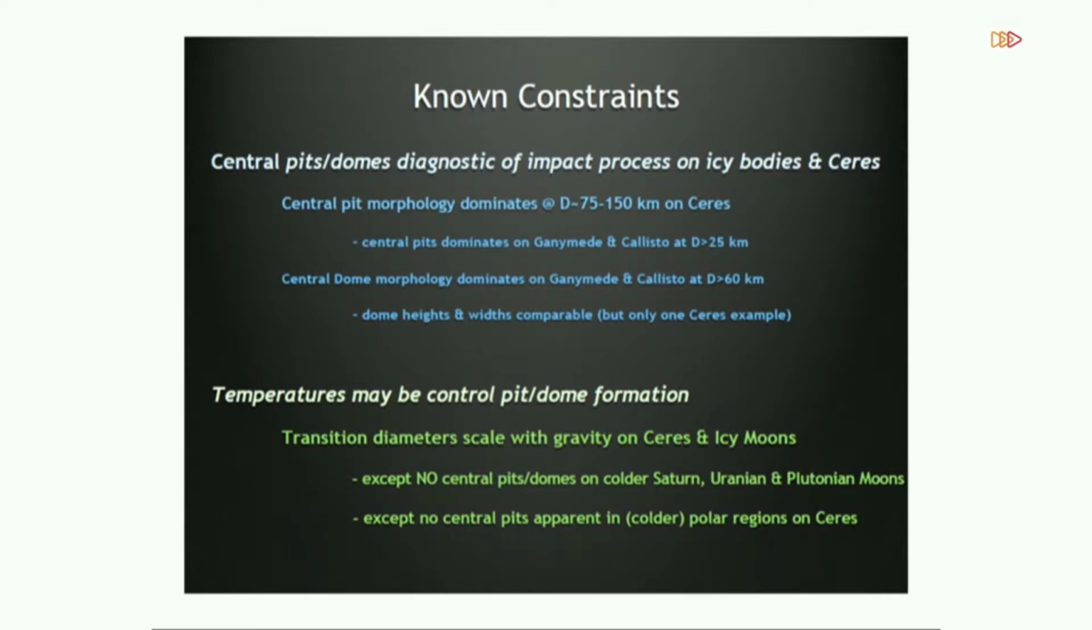Okay, so we have a couple of constraints. We know that central pit formation is diagnostic on the icy satellites, and also on Ceres, which indicates that it's a fundamental process. We have to explain it in order to explain the bright spot. We have to figure out what's going on in order to figure out how the bright material got to the surface. So that's an important part. Temperature may be a control on pit formation.